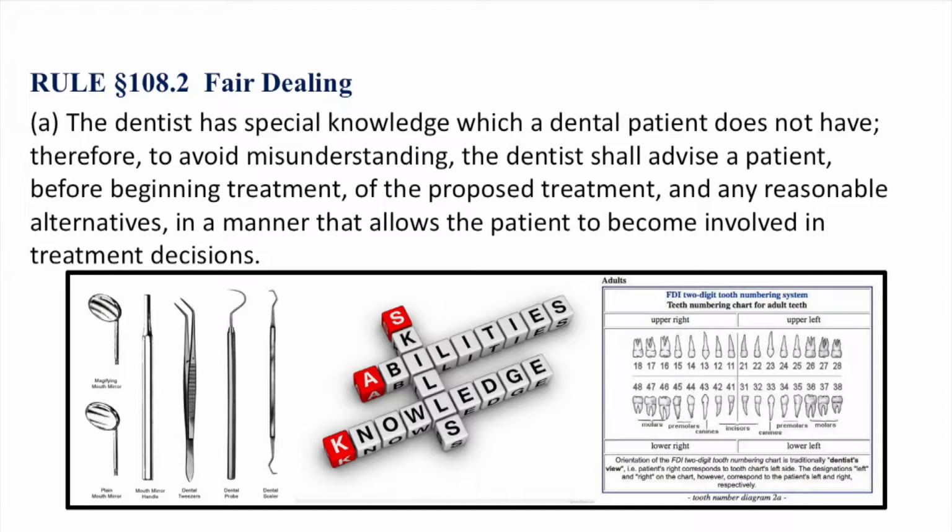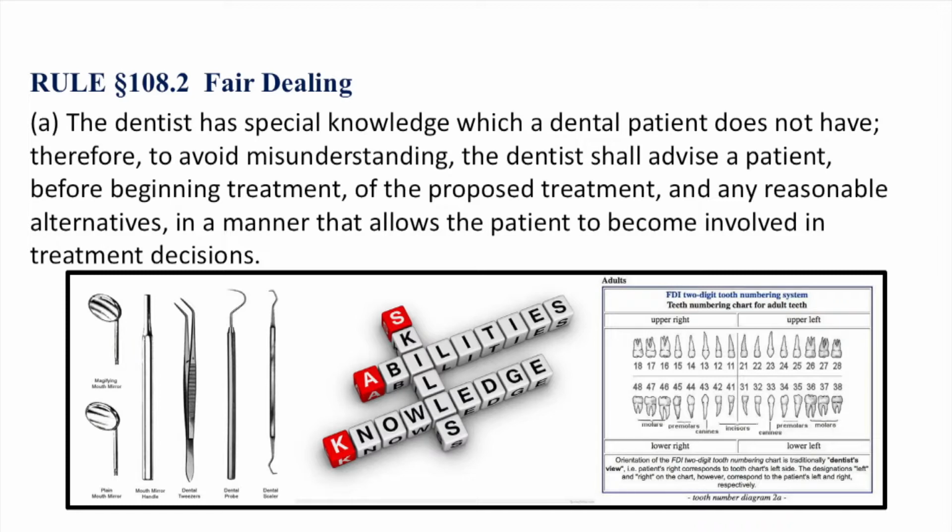And then finally, all of this must be explained or advised to the patient in a manner that allows the patient to become involved in treatment decisions. This also will remind you of Rule 108.7, standard of care, with respect to the subsection on informed consent. Part of the definition or concept of informed consent is that you are advising the patient of the treatment in a way or a manner that allows the patient to become involved in treatment decisions.